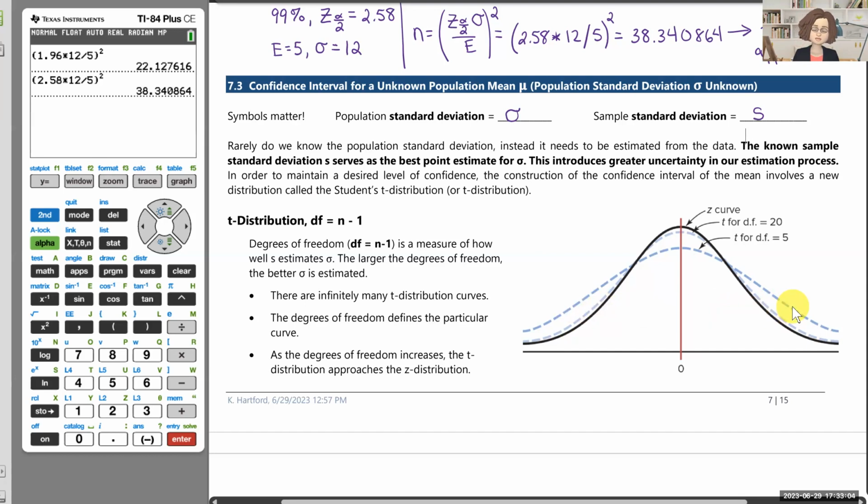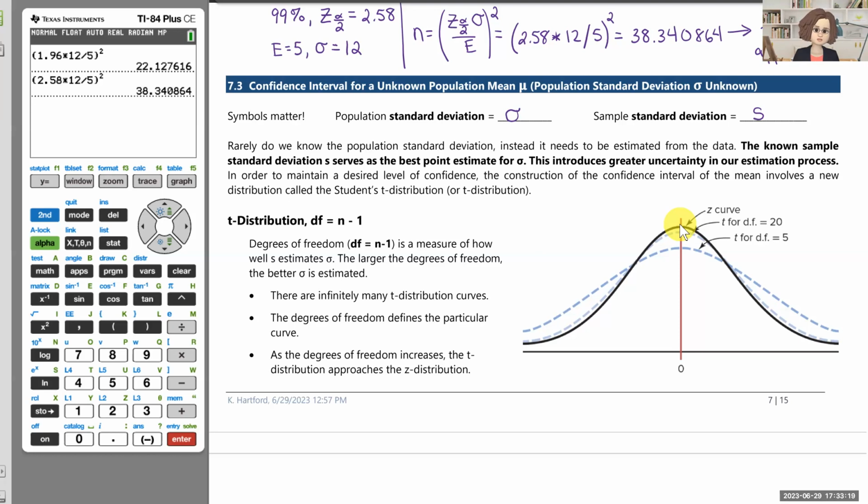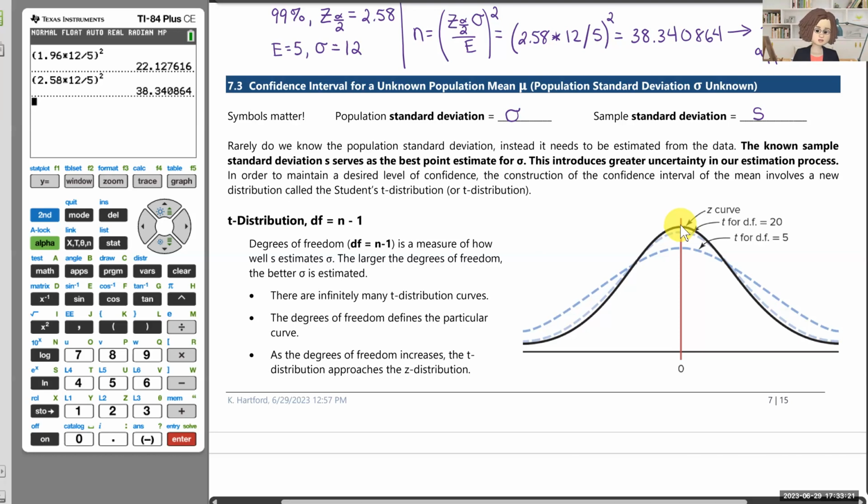So the other thing with t distributions are there are infinitely many of them. So unlike our Z curve here, the standard normal, which there's just one of, t distributions will actually change shape based on what we call degrees of freedom. So new concept here, degrees of freedom. The formula will be very simple though. It will just be our sample size minus 1.